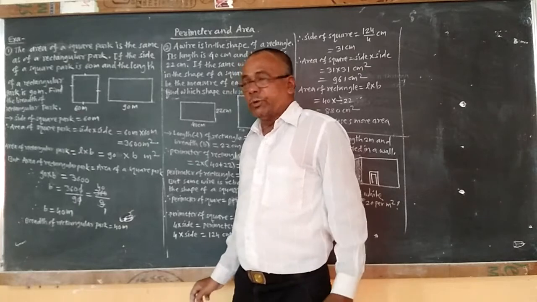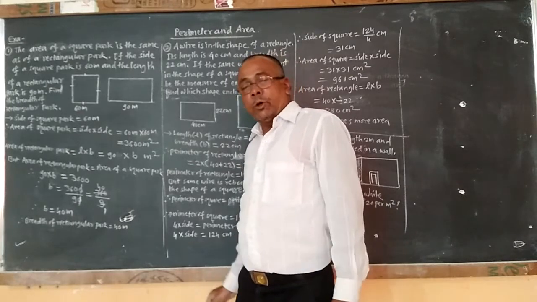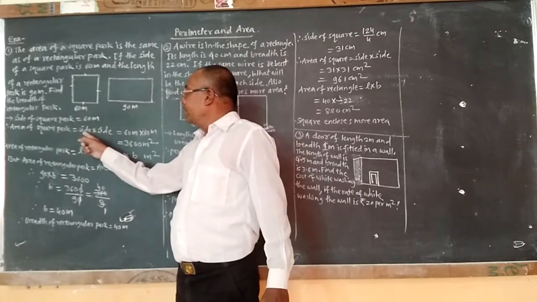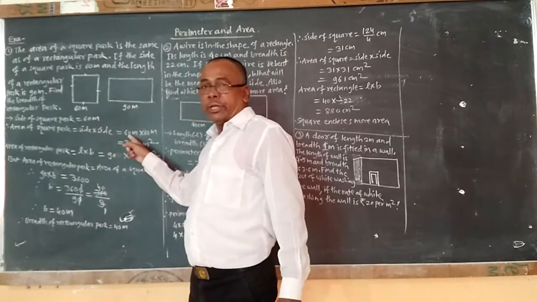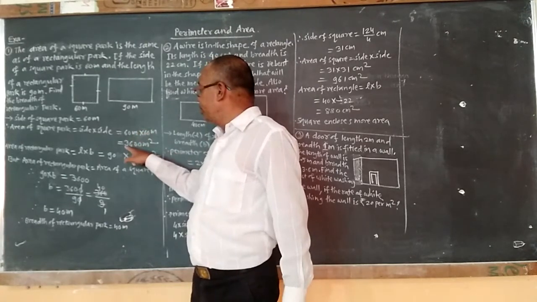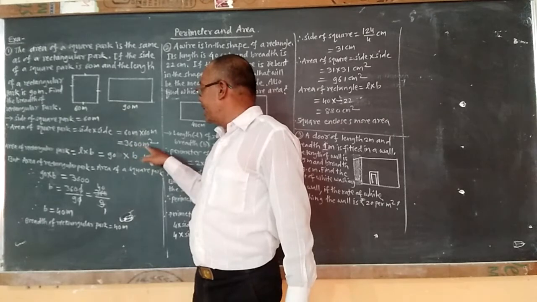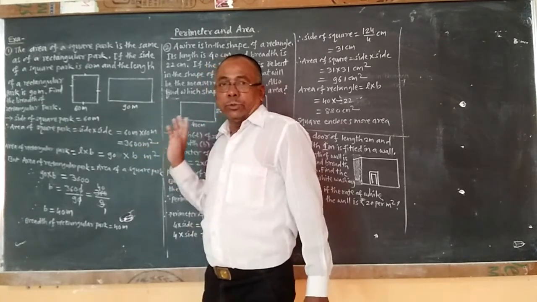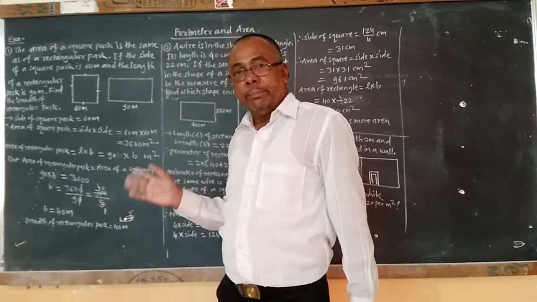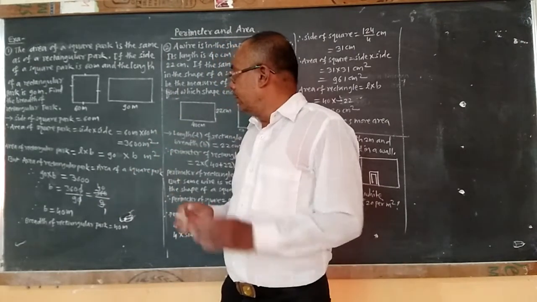We know that the area of a square is equal to side into side. So here side into side will be 60 meter into 60 meter, and 60 into 60 is equal to 3600 meter square. So the area of the square part is 3600 meter square.